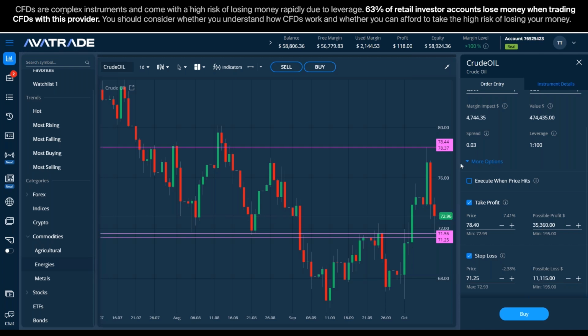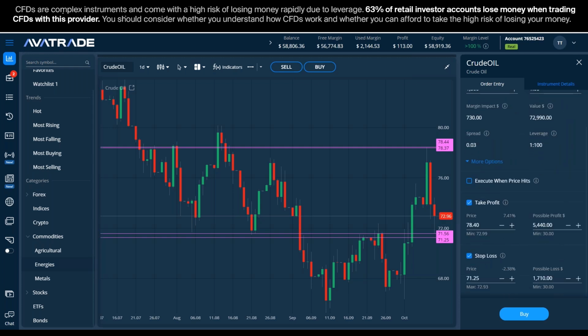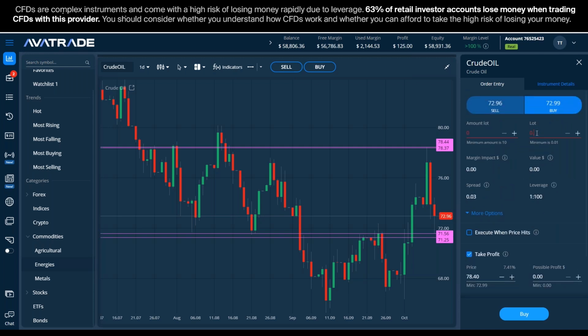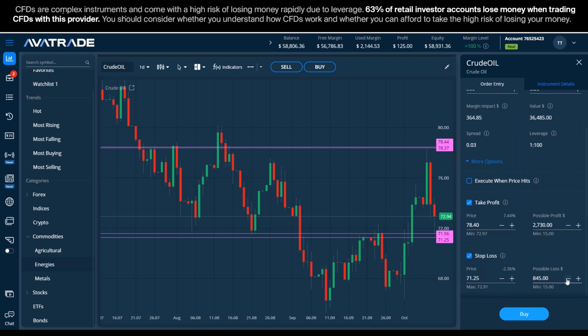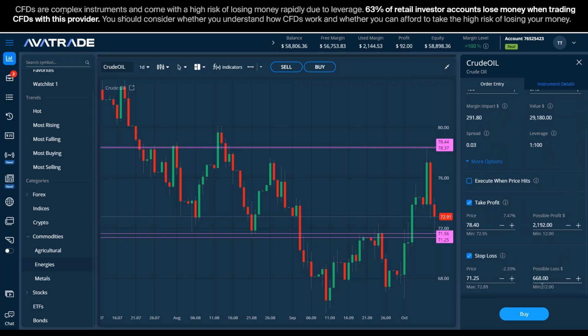Okay, now I like the ratio better than 3 to 1, but I don't like the risk of 11,000 maybe. Okay, so I need to adjust my trade size now. If I go one lot, I'm risking about 1,700. If I go half a lot, I'm risking half of that, and so on. So very easy to hone in on how much I want to risk and what my potential profit is.